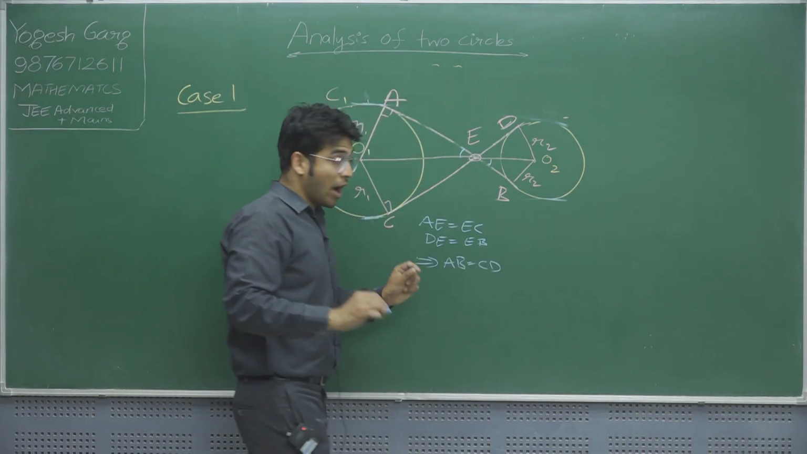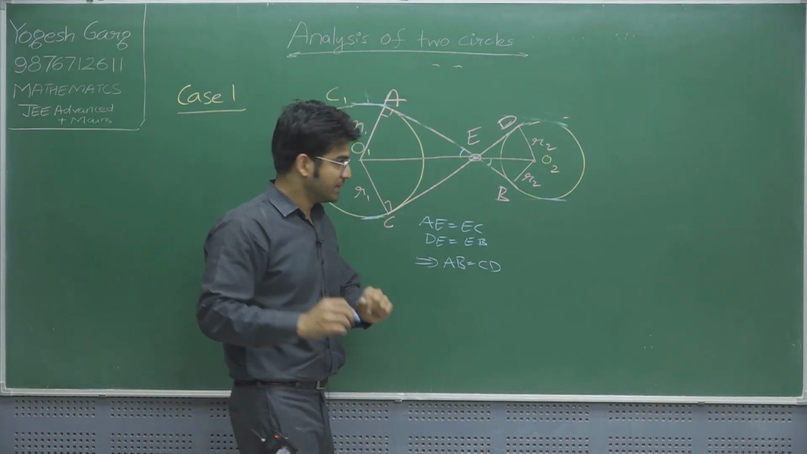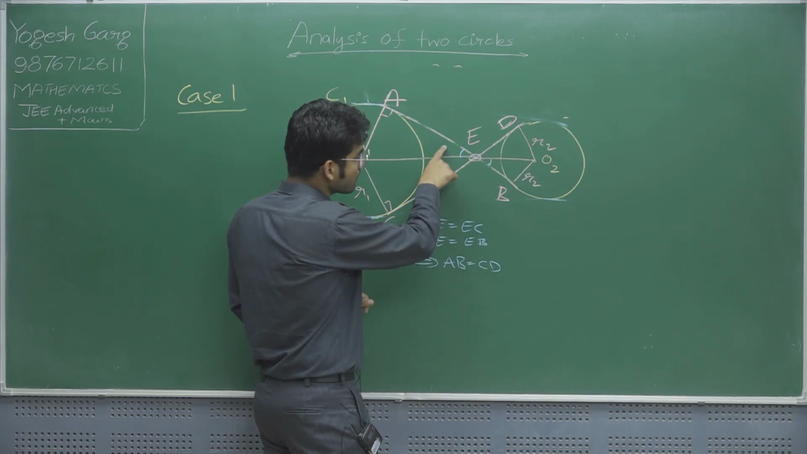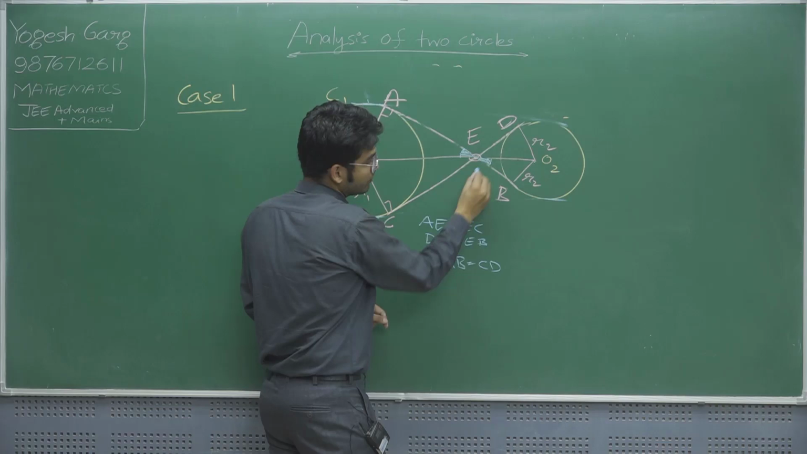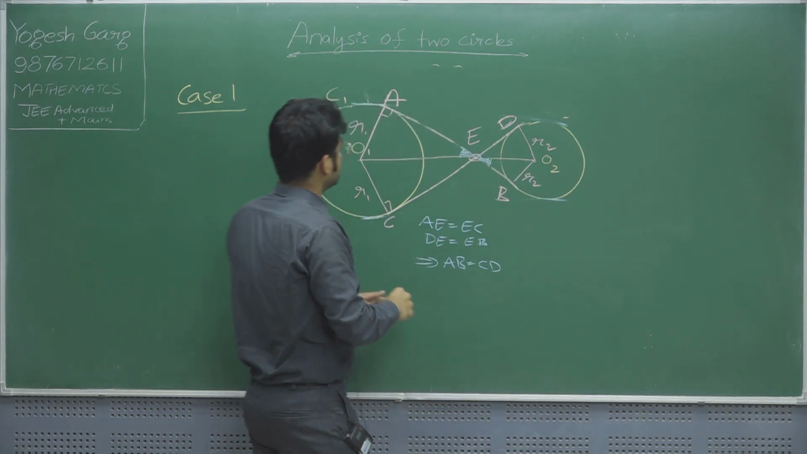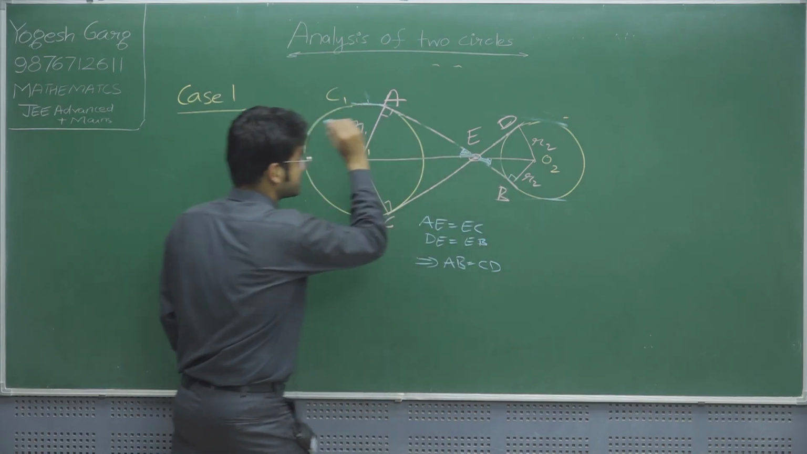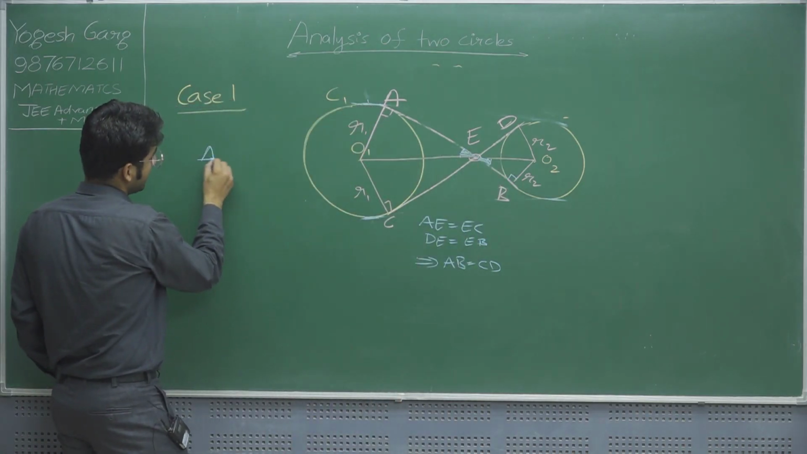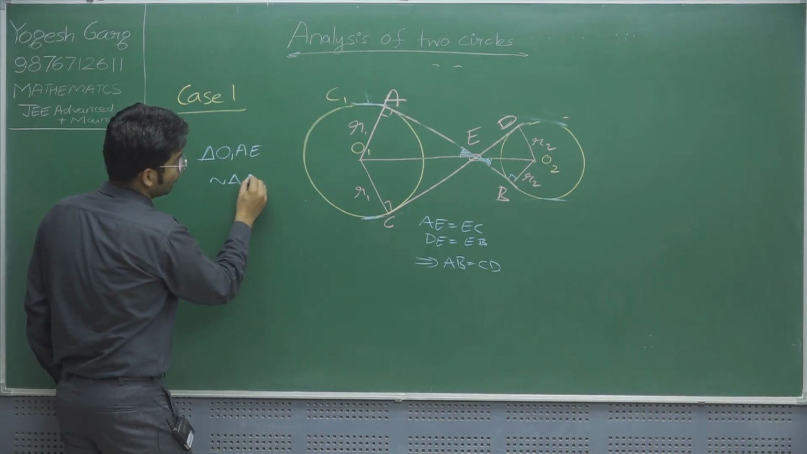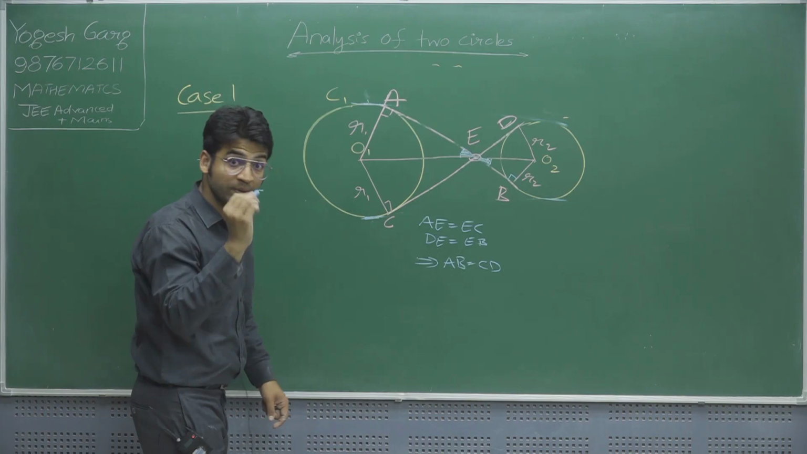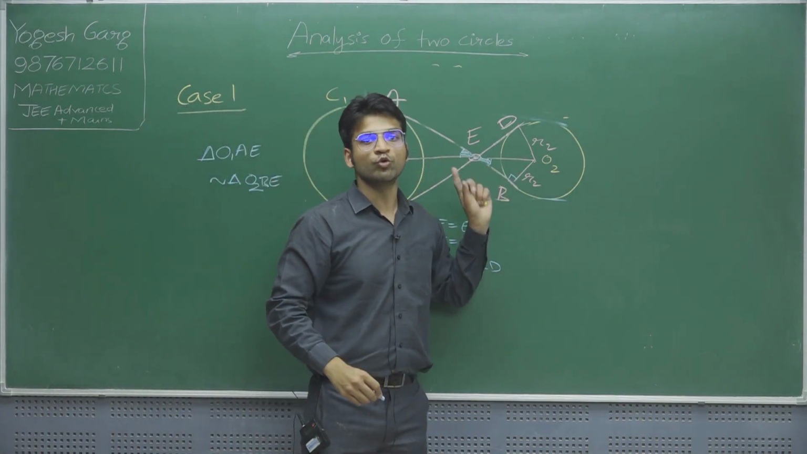It is simple. Now how to find the length of AB or CD for that matter? How to find the length? We can see these two angles will be equal by using the concept of vertically opposite angles, right? This is 90 degrees. This is also 90 degrees. So these two triangles are similar. Triangle O1AE is similar to triangle O2BE. Fine.